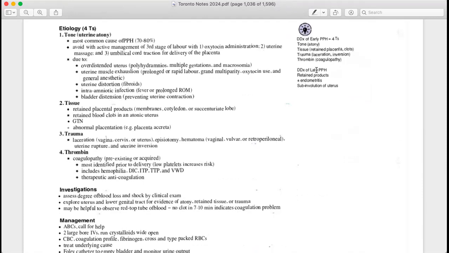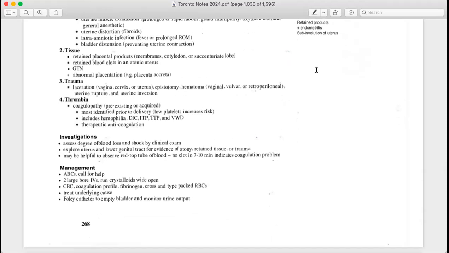Now coming to the investigation, what are you going to do? You are going to check the degree of the blood loss, because it can lead towards the shock. So shock is the clinical examination. You are going to explore the uterus and the lower genital tract to find out if there is any injury to the tissue or any retained products. It must be helpful to observe the red top tube of the blood. So usually it's not indicated, but if we are going to check for the coagulation profile, then definitely we're going to do that.